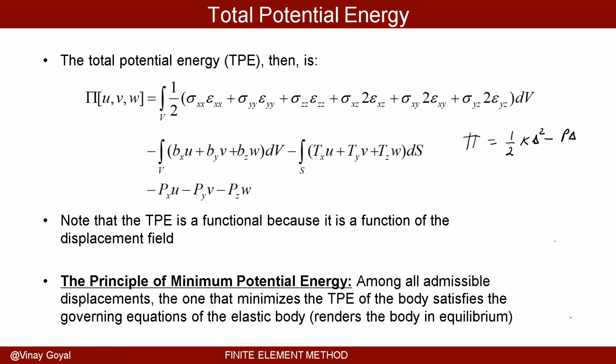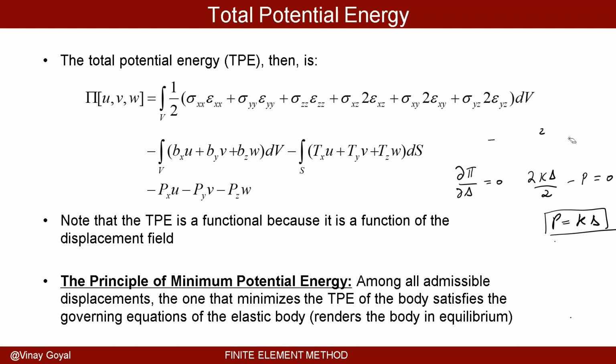So the derivative of pi with respect to delta is set equal to 0 to find which delta causes pi to be a minimum. And what you find here is that you get 2k delta divided by 2 minus p equals 0, and so you get p equals k delta. Isn't that the equation that describes how a spring will deflect under a load p? That's exactly what you learn in physics.